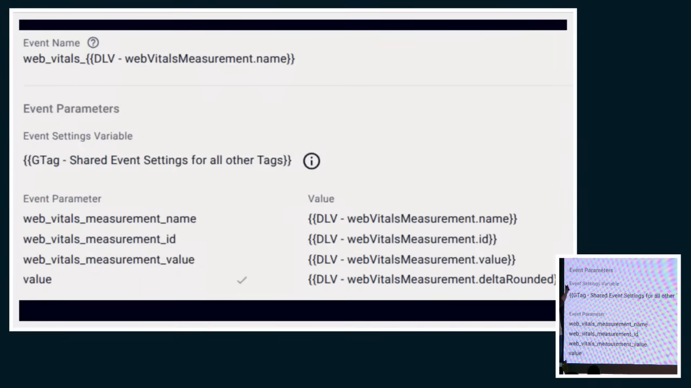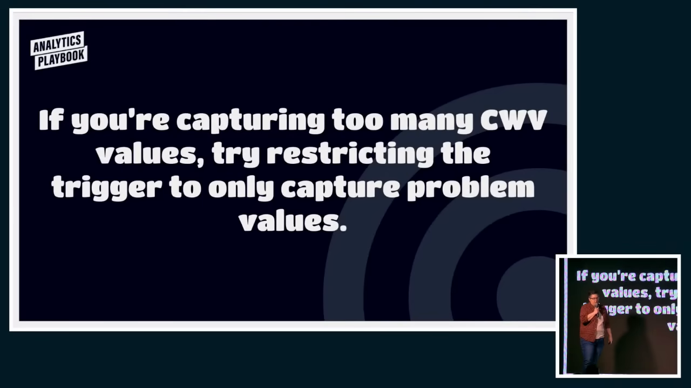And these slides are going to be published, so you don't have to take a picture of everything, but if you want to remember for later, this is what the tag looks like. And then you have the measurement name, etc. You'll note that I have the value as the value parameter. If you have an e-commerce website, don't do this, because it will screw up your e-commerce stuff just a little bit. And as I mentioned, if you have too many values, you can restrict it that way.